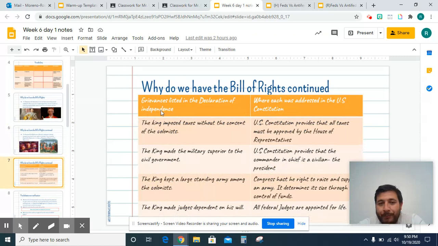These are the grievances listed in the Declaration of Independence. If you remember from your activity maybe 2 or 3 weeks ago, we were talking about the grievances against the king. The king imposed taxes without the consent of the colonists. That's taxation without representation. So in the Constitution, this is what they did. The U.S. Constitution provides that all taxes must be approved by the House of Representatives. The Senate cannot do the taxes, and the president cannot do that. It's only the House, and I think the reason why is because the people in the House of Representatives are elected every 2 years.